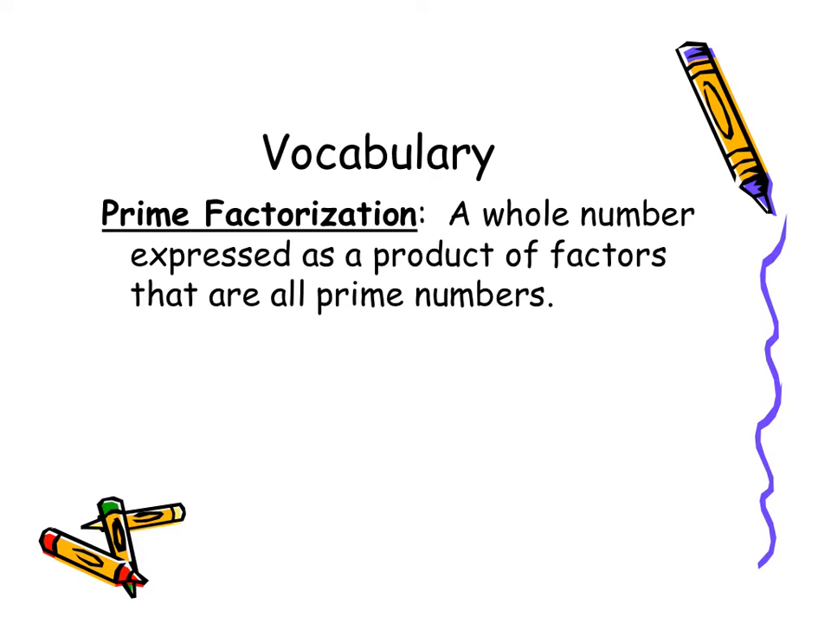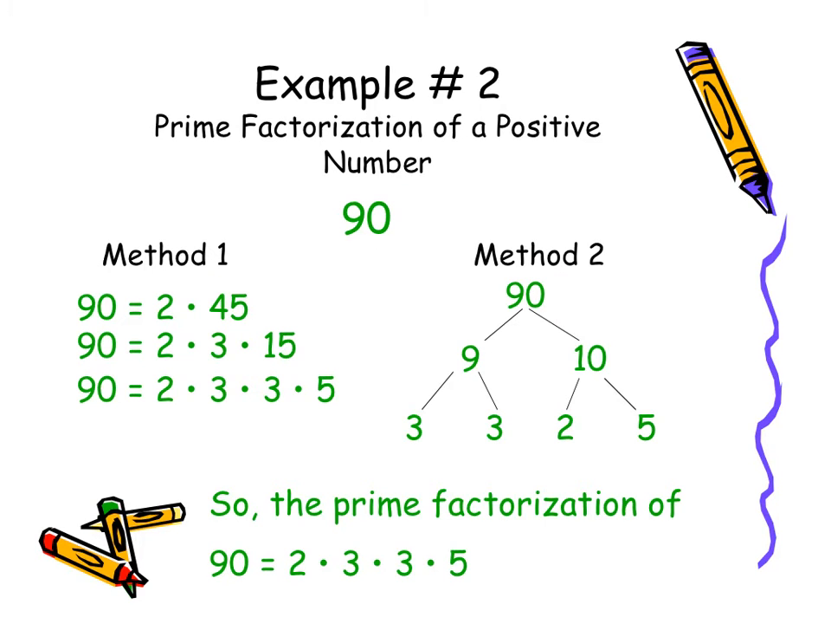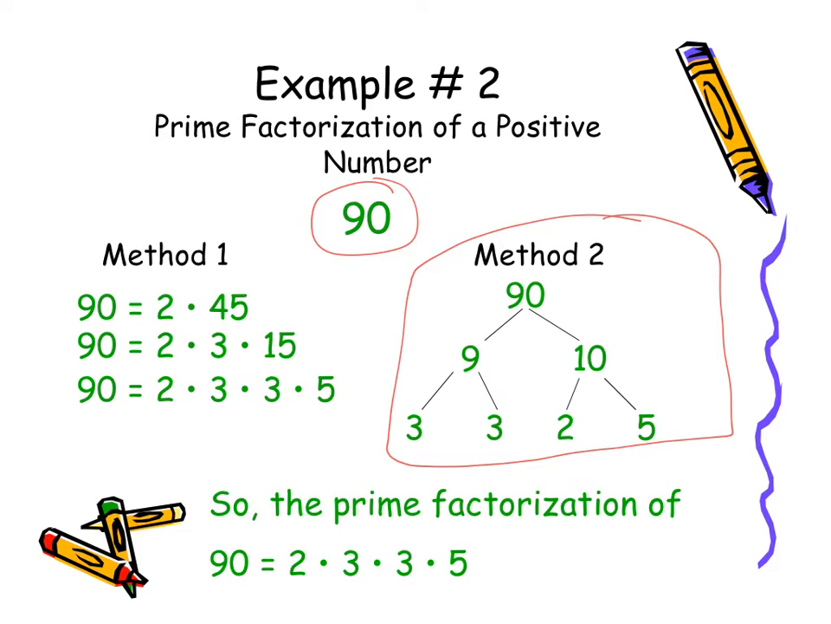All right, here's another piece of vocabulary, prime factorization. Prime factorization is a whole number expressed as a product of all of its factors that are prime numbers. Here's an example of the prime factorization of the positive number 90. One way you may remember, and I think this is the most common method used, is factor trees. First of all, 9 times 10 is 90, and then I factor 9 into 3 and 3, and 10 into 2 and 5. Or I can just do it this way, where they're beside each other.